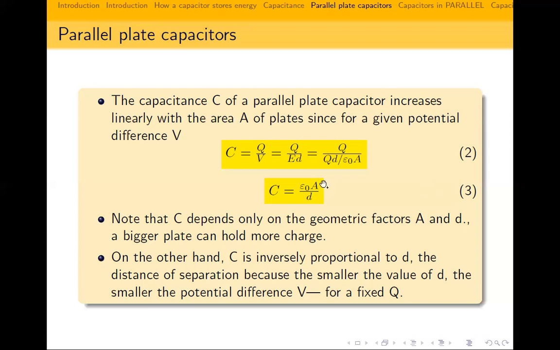That capacitance is equal to the permittivity of free space times the cross-sectional area of the plates divided by the distance between the plates. We are using the permittivity of free space because we are imagining that there is air between the plates. If you have a different material, then this would be the permittivity of that particular material.